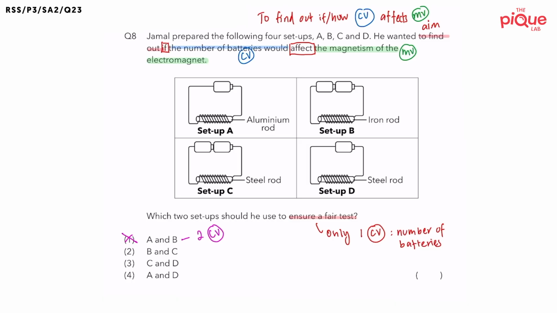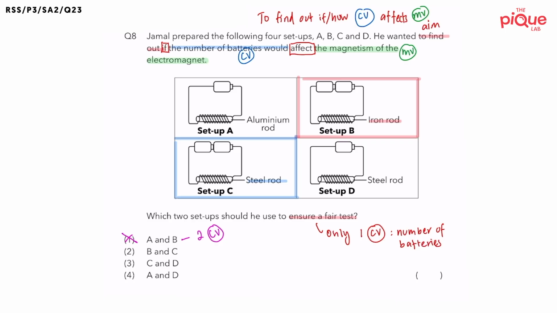Next, option 2 asks us to compare setup B and C. Can you tell me what is the difference between setups B and C? The difference is the type of rod used. Setup B is using an iron rod, while setup C is using a steel rod. Thus, how many change variables are there? There is only 1 change variable.